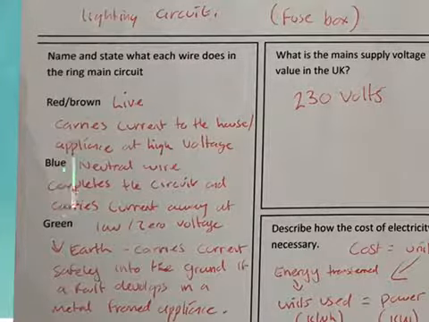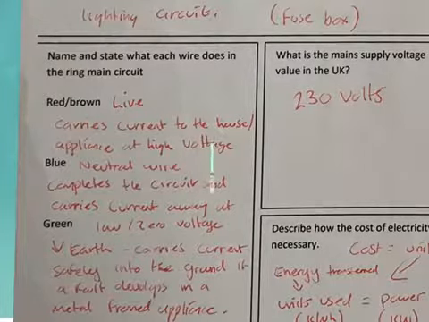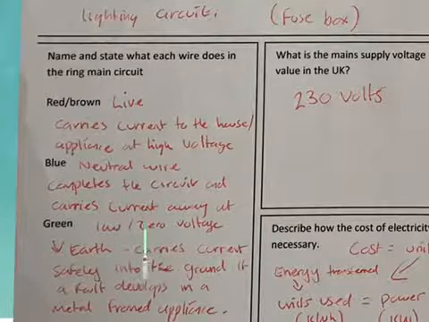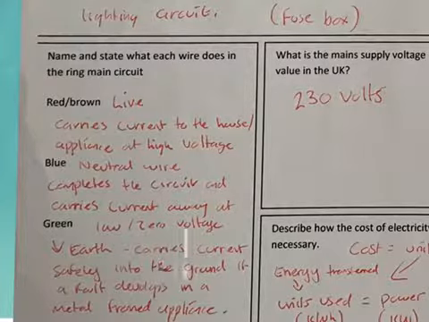Okay. Now your blue kind of takes it back. It completes the circuit, and it carries the current away from the appliance, but it's going to carry it at low or even 0 voltage. So that's the main difference. The live takes it there at high voltage. The blue takes it back at 0 voltage. So that's what the blue does.